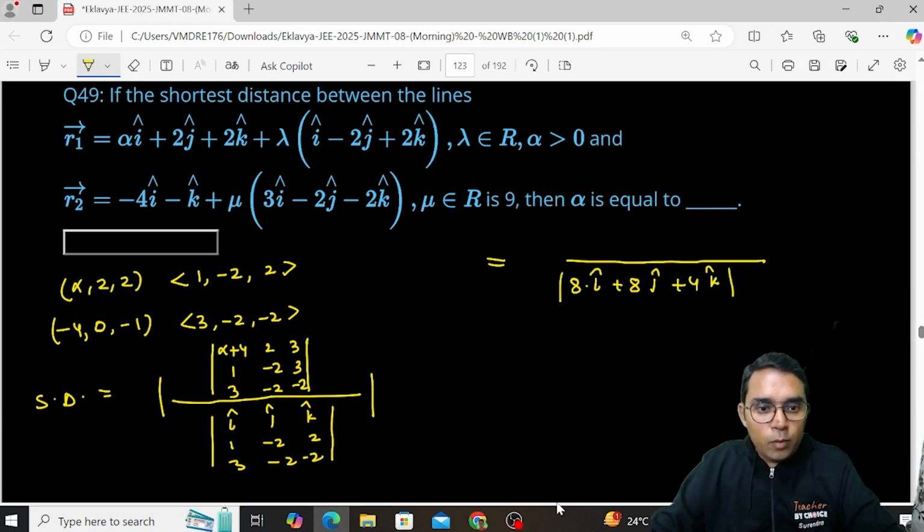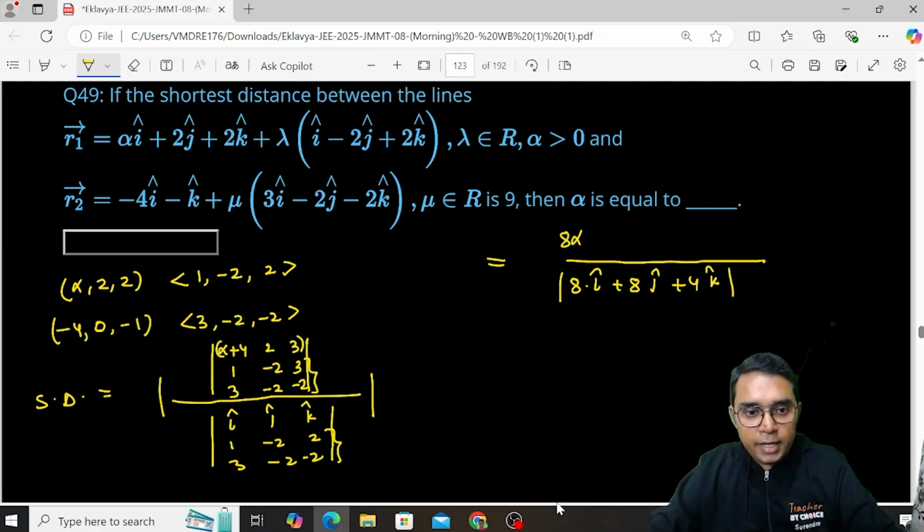magnitude of this. And now please listen carefully. In this scalar triple product, you can think of this first row as being dot multiplied with the cross product of the next 2 rows. So what I can do, I can make use of these 2 rows' cross product and dot multiply with the first row. So this alpha plus 4 will multiply with 8. So we will be getting 8 alpha plus 32, and this 8 multiplied with 2, so 16, and this 4 multiplied with 3, so 12. And this is equal to, they have given as 9.